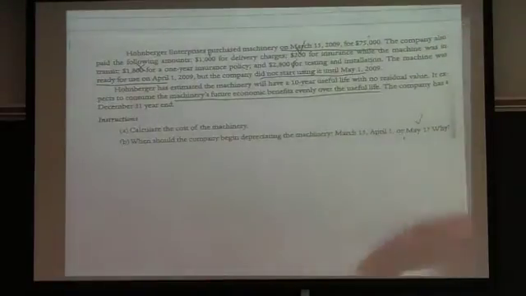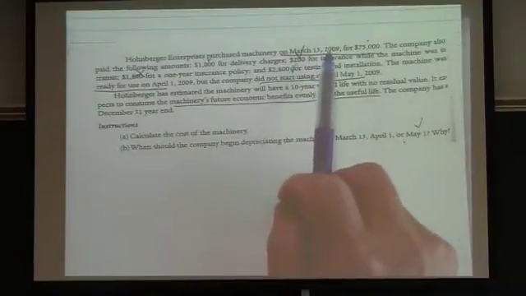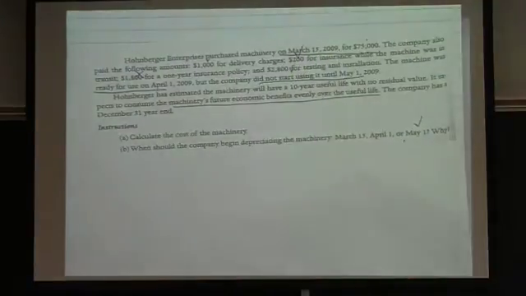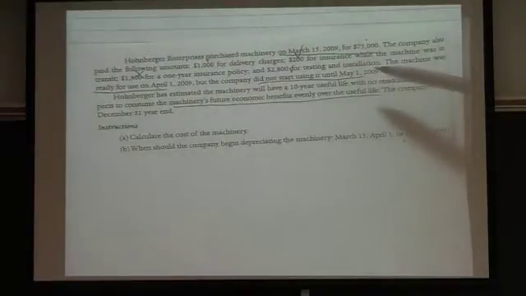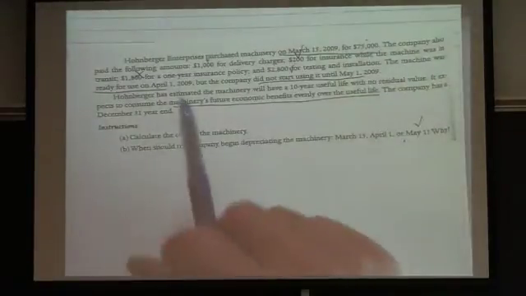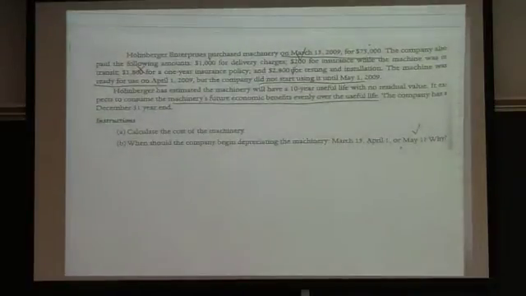So first, the company bought a machine on March 15, 2009 for $75,000. That's the purchase price. The company also paid $1,000 for delivery. So the question for us is, we need to determine whether the delivery cost should be included in the cost of the asset or should be expensed as an operating expense.